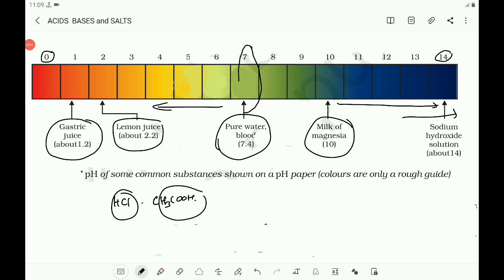Similarly, you can identify stronger base and weaker base. If you take sodium hydroxide and ammonium hydroxide of the same amount, that is 1 mole, sodium hydroxide gives more OH- ions, and ammonium hydroxide gives fewer OH- ions. So which one is the stronger base here? NaOH is the stronger base and ammonium hydroxide, NH4OH, is the weaker base.